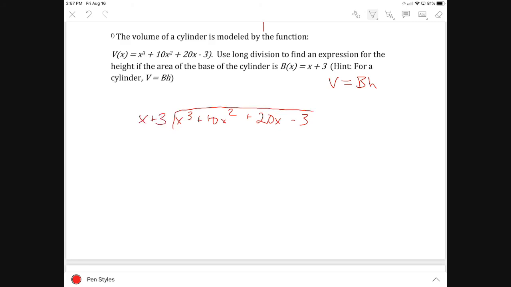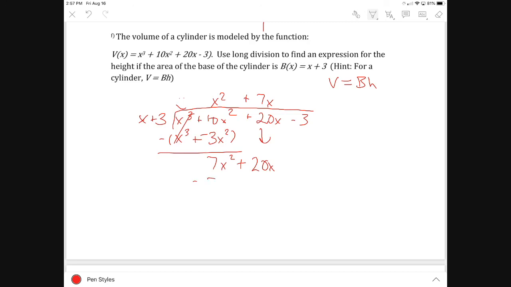So our x to the third plus 10x squared, all of that to find there. So we're going to put our spacer. We're going to do x squared. So that again is x third, and then x squared plus times 3 is going to be 3x squared. Subtract, distribute our negative. Then we're going to end up with 7x squared. Drop down our 20x. To find that, we're going to do times 7x, so plus 7x.